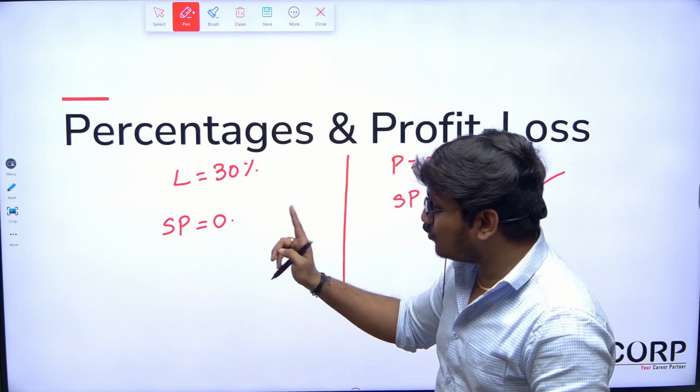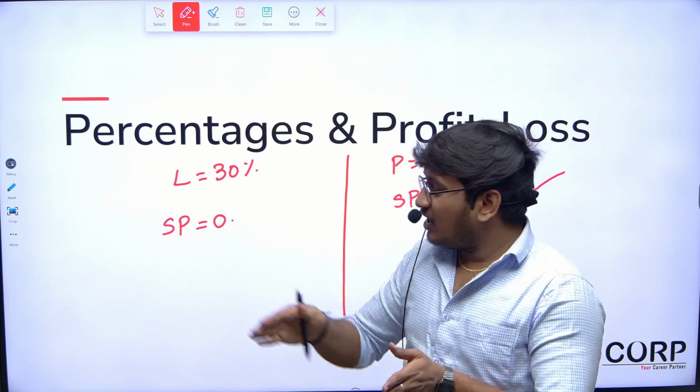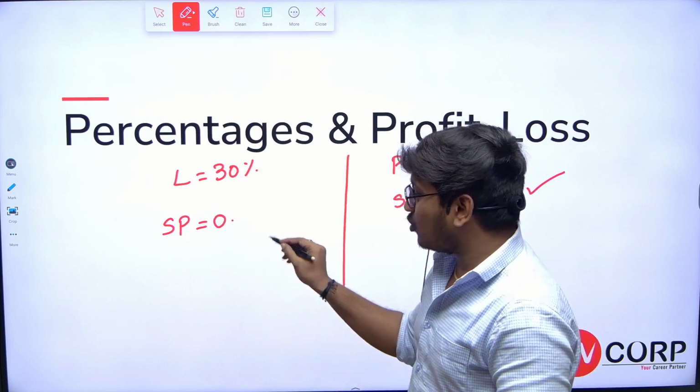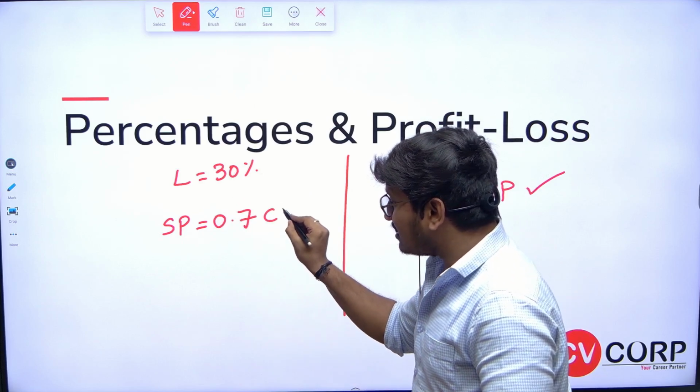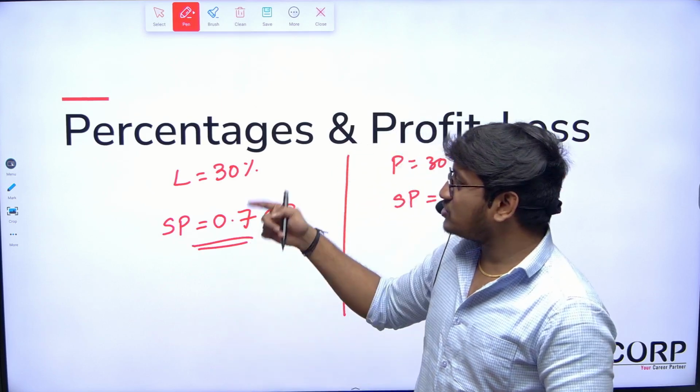No, it is not 0.3. So when it is a loss of 30%, out of 100, 30% is eliminated. How much is left out? 70% is left out. So you should write 0.7 times the cost price. This is the relation you should frame when it is a loss of 30%.